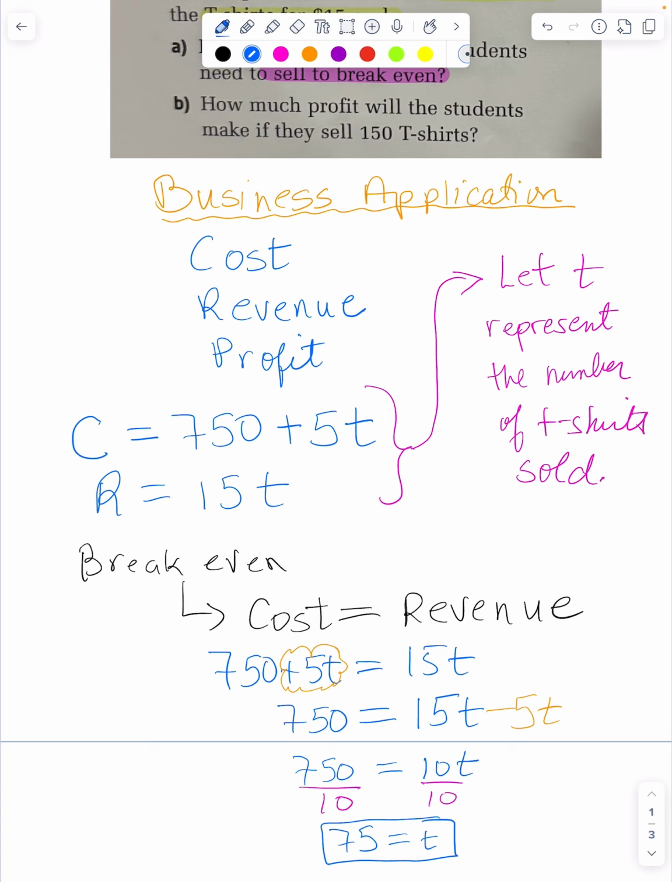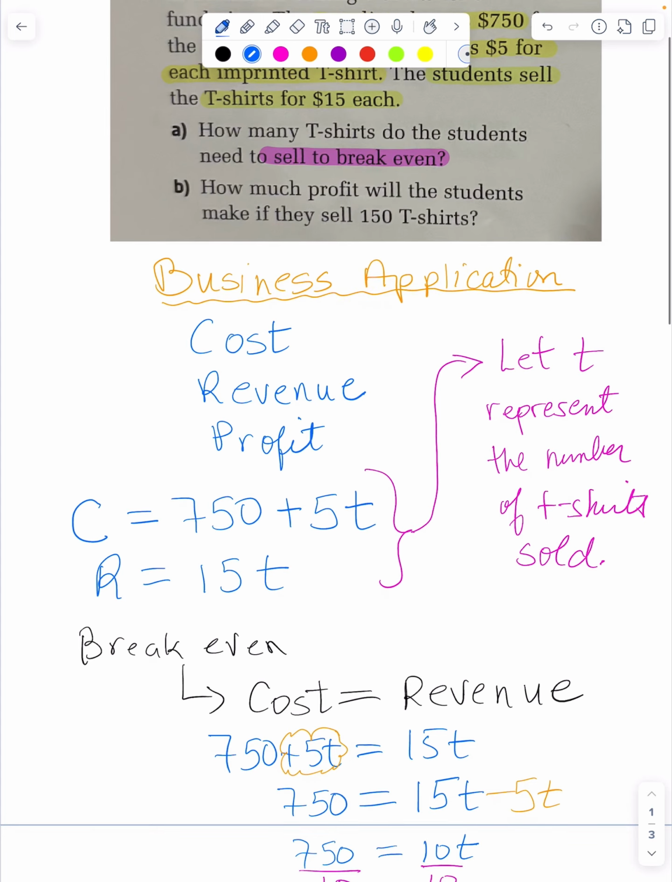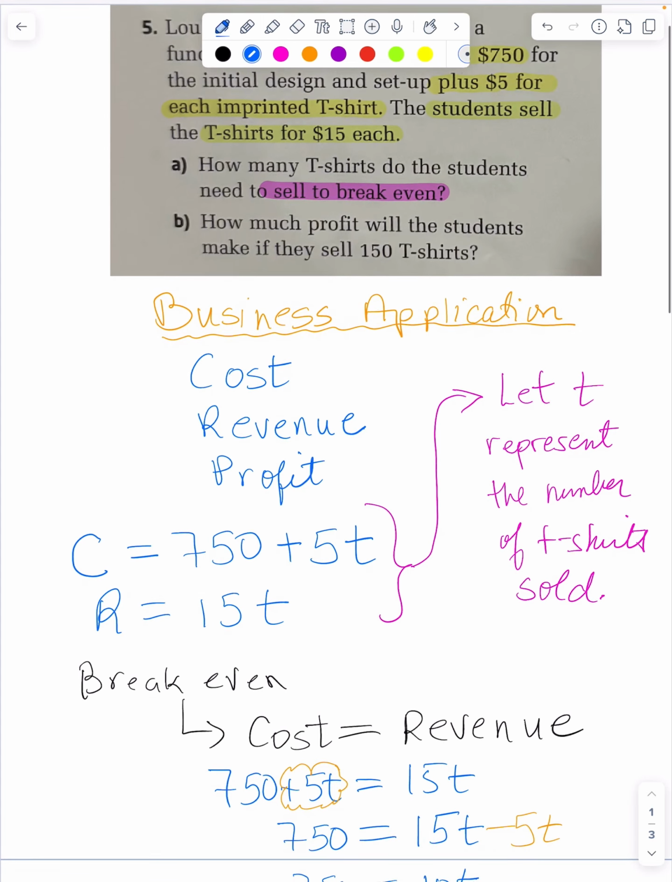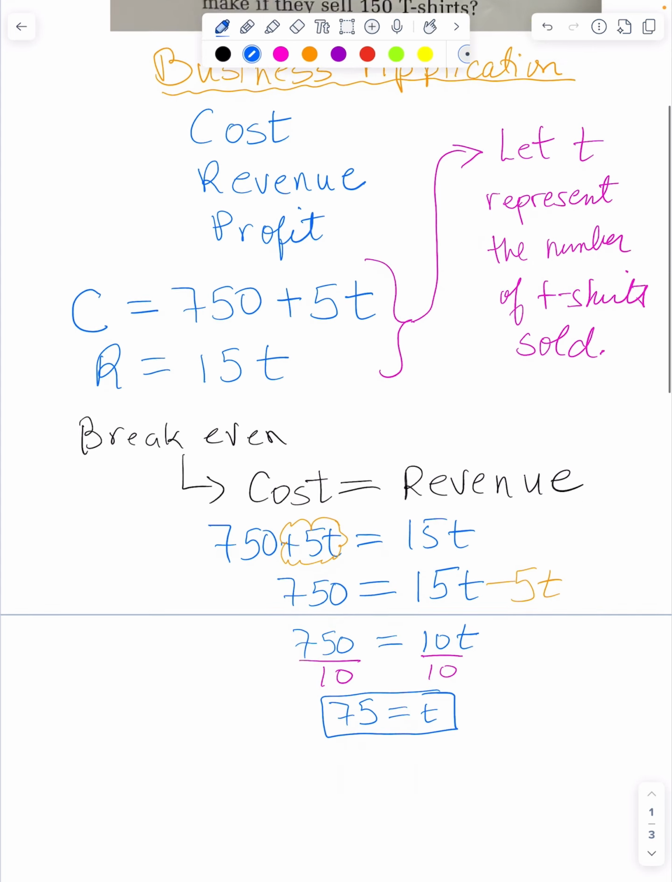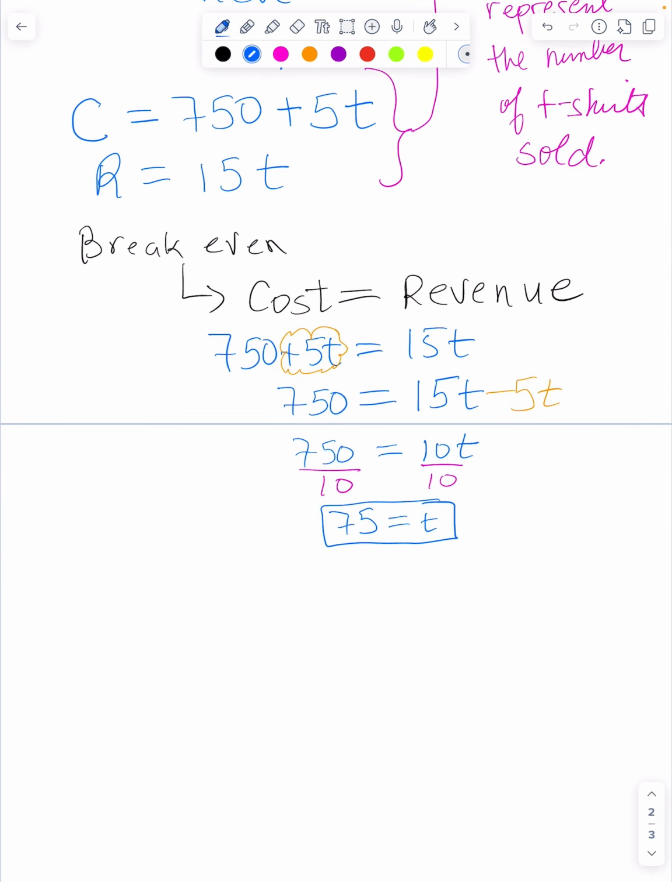So when you look at question number 1, how many t-shirts do the students need to sell to break even? That's your answer. Therefore, the students need to sell 75 t-shirts to break even.